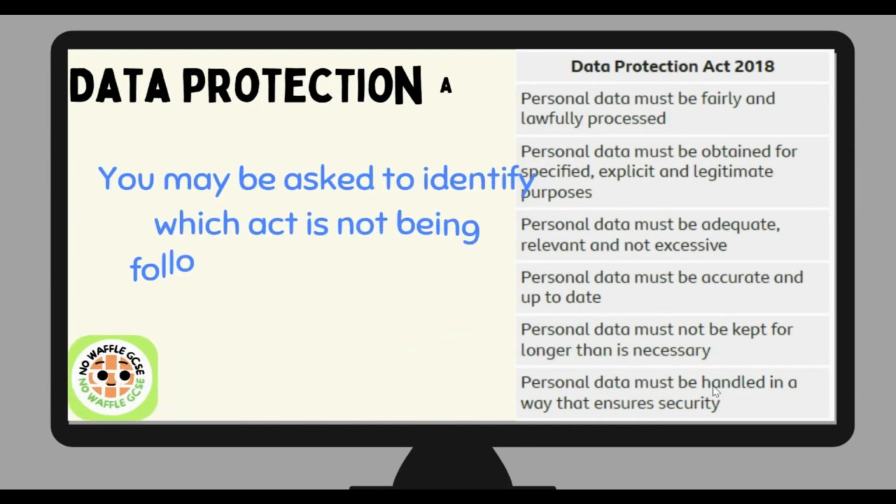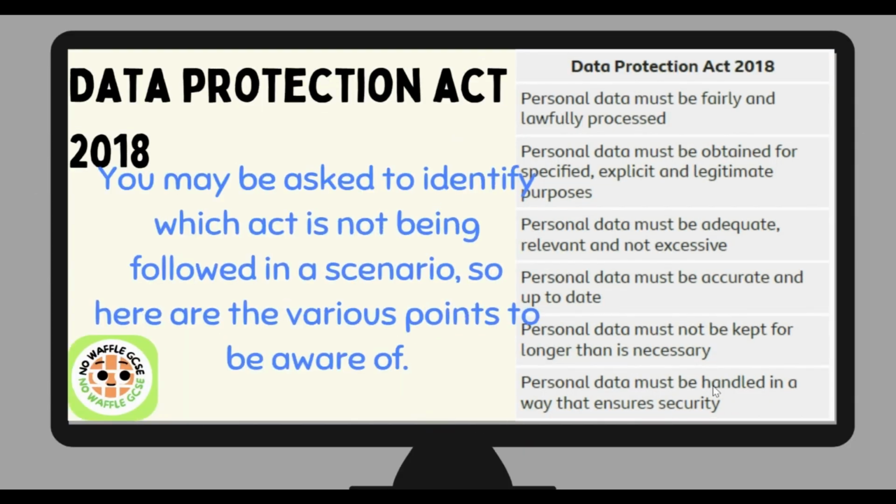So let's look at the Data Protection Act 2018. You may be asked to identify which act is not being followed in a certain scenario. So here are the various points to be aware of for the Data Protection Act. Personal data must be fairly and lawfully processed. Personal data must be obtained for specified, explicit, and legitimate purposes. Personal data must be adequate, relevant, and not excessive. Personal data must be accurate and up to date. Personal data must not be kept for longer than necessary, and personal data must be handled in a way that ensures security.